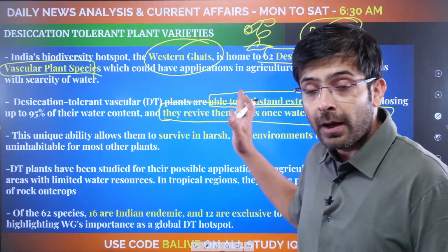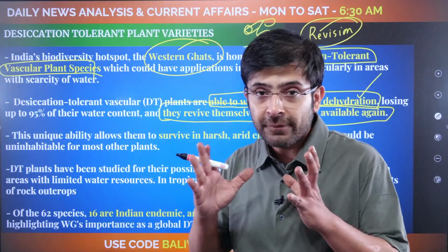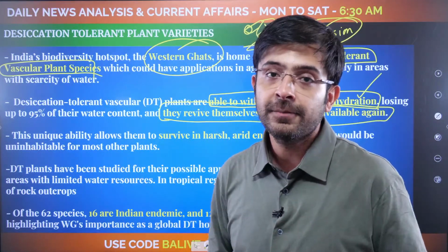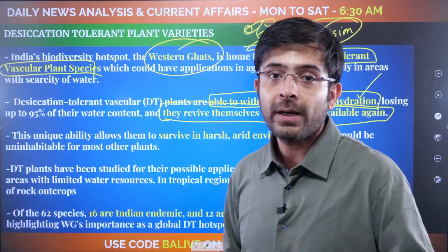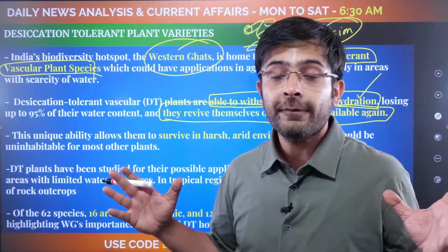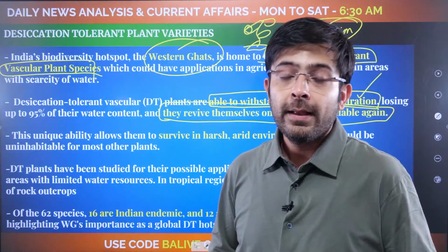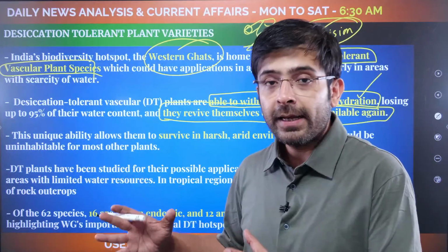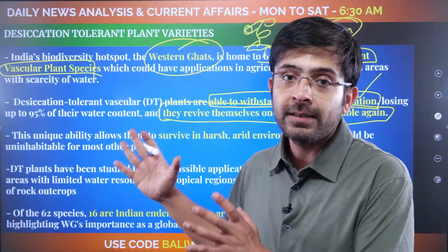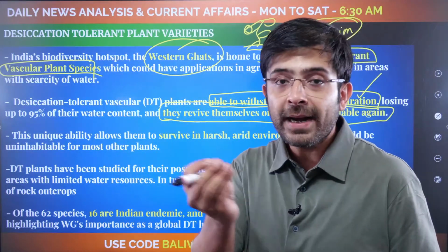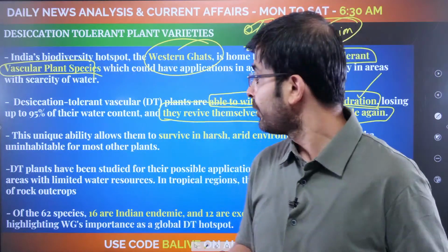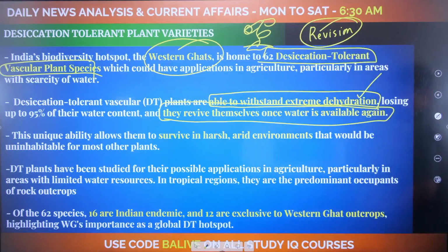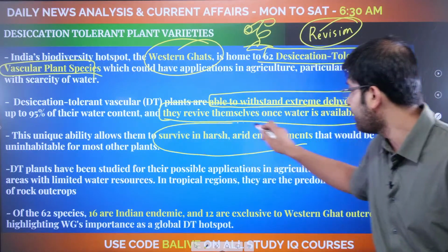Okay, so what has been found is that the biodiversity hotspot that we have, the Western Ghats, covered under the Man and Biosphere program, home to a lot of endemic species, is hosting 62 of these plant varieties that can come back to life as soon as you make water available. All right. So now the unique ability allows them to survive in harsh, arid environments.